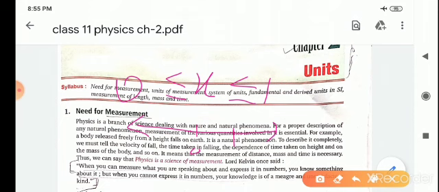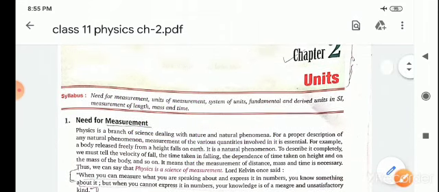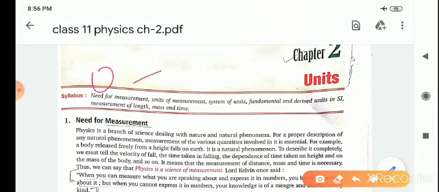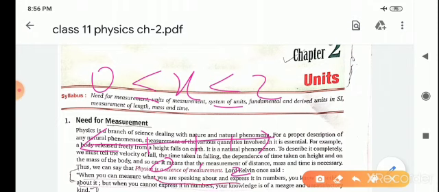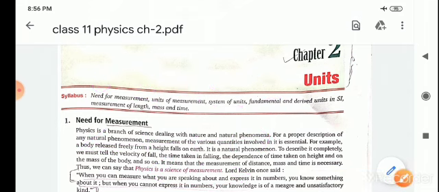0 to 2. Listen to this: 0 is less than or equal to x, less than 2. That is, the numbers are 0, 1, 2. It is part of measurement, that is 0 to 2, right?